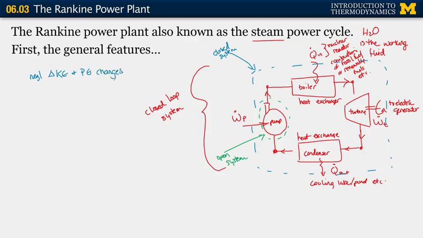Because as we already saw in our example, the energy transfer mechanisms that matter most in this system are the enthalpies associated with the flow system. The kinetic and potential energy effects are really small relative to the energy carrier, the working fluid itself. We're going to assume everything's steady state and steady flow.